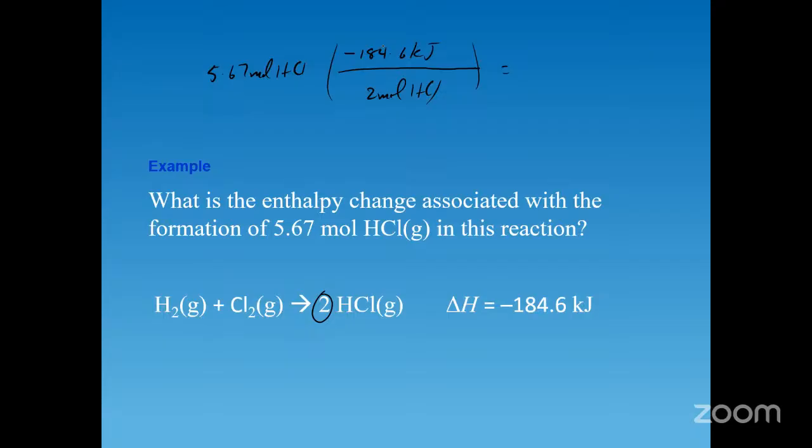So the moles of HCl will cancel out here and here, and you're going to end up with 5.67 times 184.6, divided by 2, which gives minus 523 kilojoules as your answer to that problem. So this is combining enthalpy changes with stoichiometry principles that you have learned from an earlier chapter. Okay, any questions about this? Any questions?